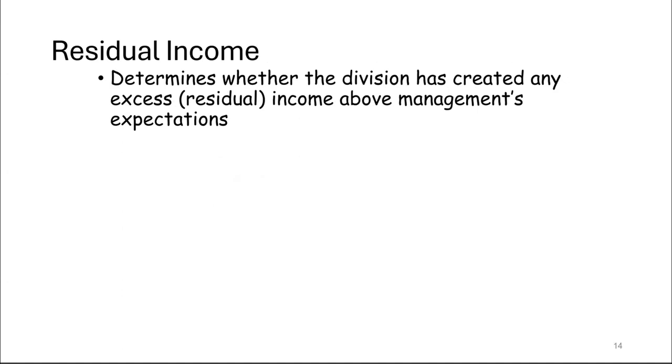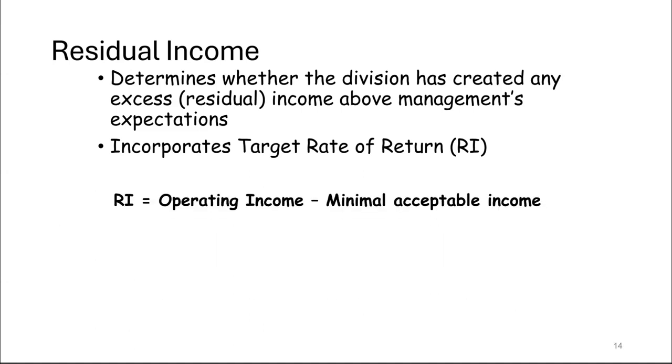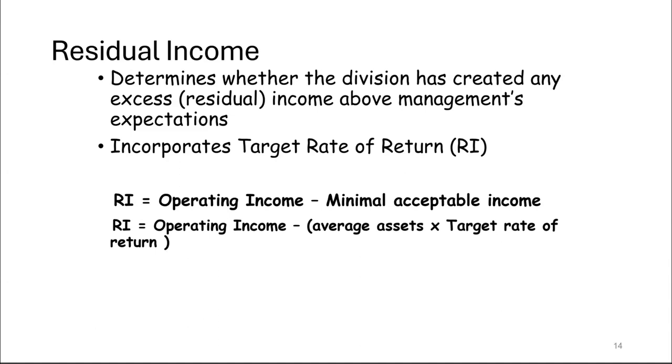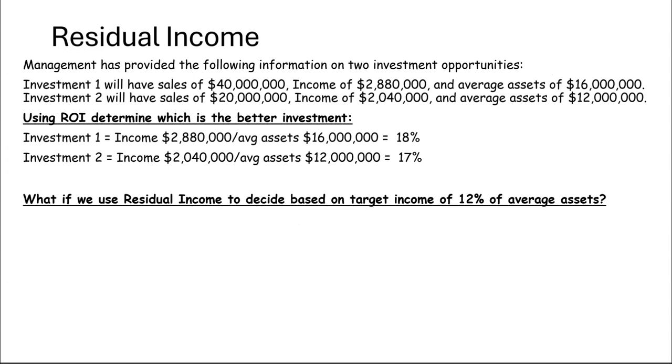Now let's take a look at residual income. It determines whether the division has created any excess income above the manager's expectations. It incorporates a target rate of return. Residual income equals operating income minus minimal acceptable income. So, what's minimal acceptable income? It's the average assets times the target rate of return. Now let's take a look at our same example.